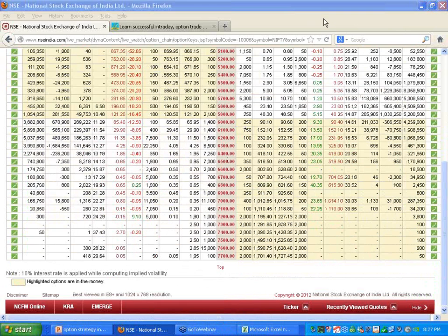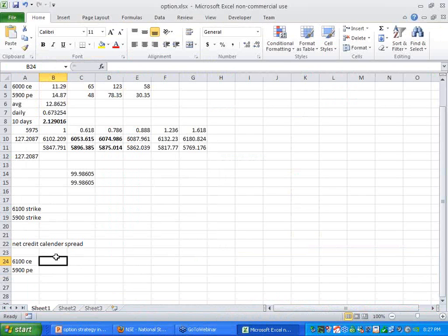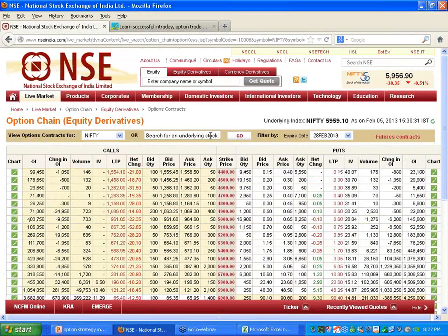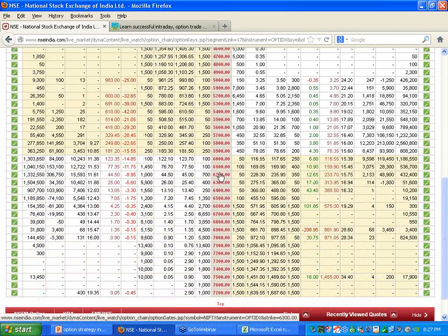The 5900 put option we will also take, which is 48.25, so this is 30. This is for February, so February we have to sell. Net credit calendar we are forming, and we will be buying the March, same strike March.